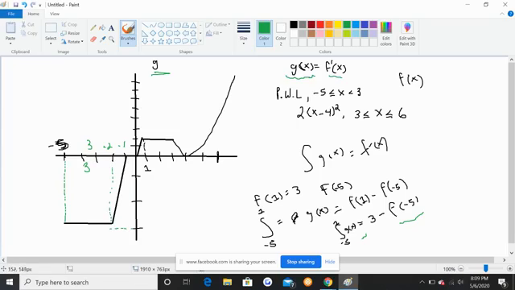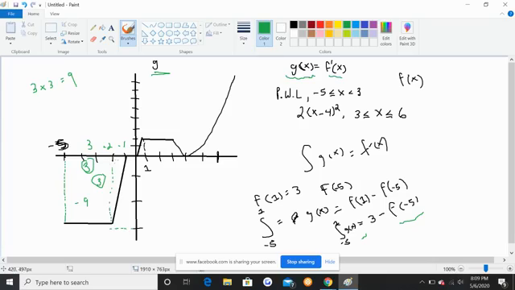So 3 times 3, we know that the area of a rectangle is base times height. We have a base of 3, and we have a height of 3. So 3 times 3 is equal to 9. But remember, this is the area above the curve, so we'll put a negative 9 here.